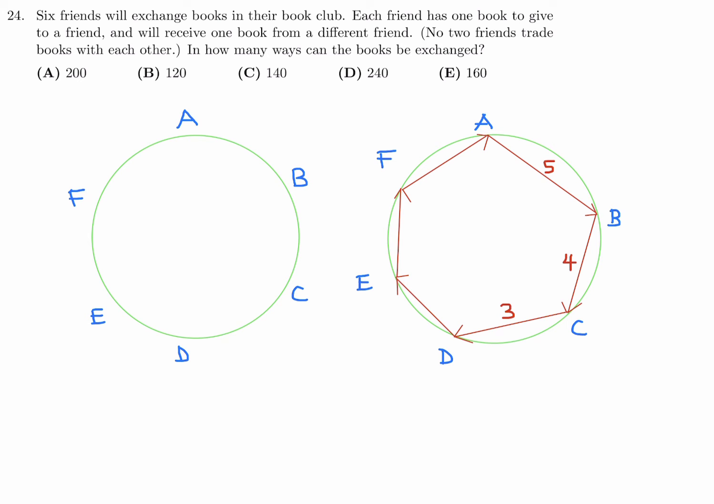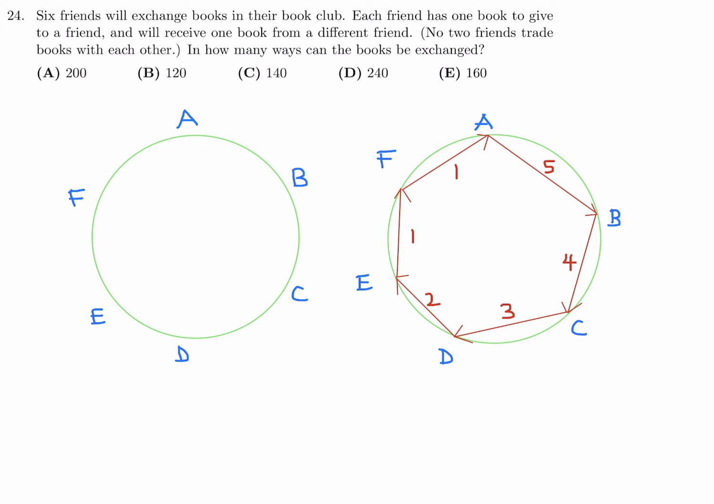Now let's talk about D. I drew it that D is giving a book to E, but D could also have given a book to F. And in a very similar way, that's the only possible choices for D. And then for E, it looks like E can only give a book to F, and that's it. So there's 1, and then F by default has only 1 person to give a book to.